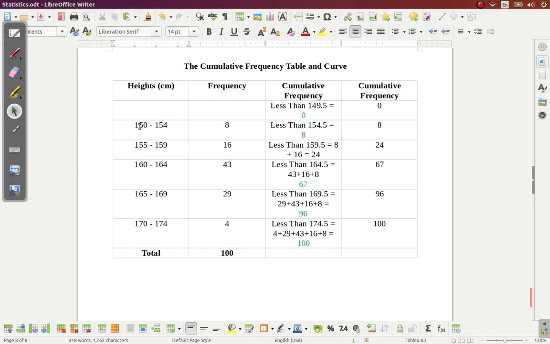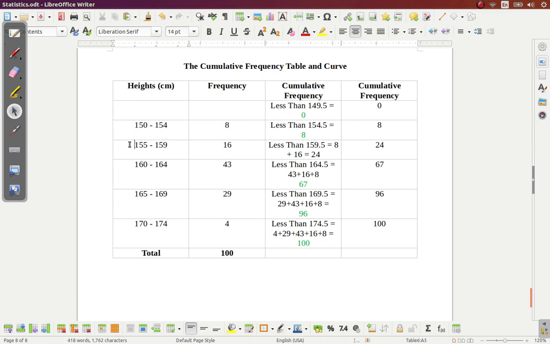We began at the start not at 150 but 149.5 due to rounding off. When we reached the beginning of the second class, we would have covered all 8, going up to 154 and a little more. So by the time we reach the second class, we say 8 were shorter than 154.5. Remember, the upper boundary of this is 154.5.